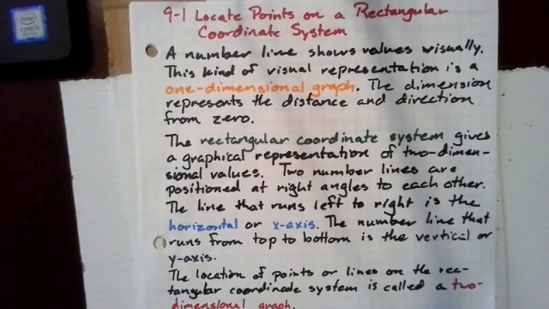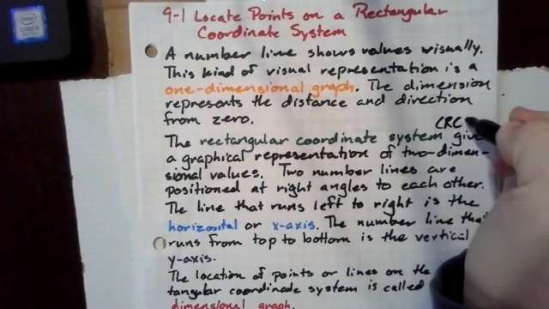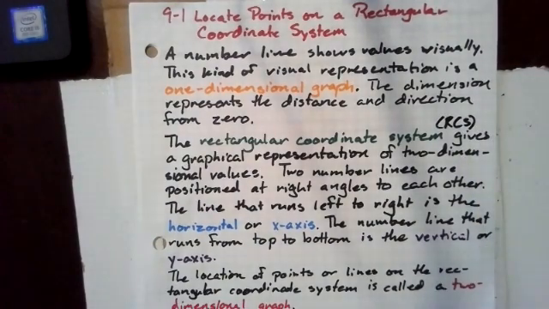The rectangular coordinate system, or RCS, gives a graphical representation of two-dimensional values. Two number lines are positioned at right angles to each other. The line that runs left to right is the horizontal or x-axis, and the number line that runs from top to bottom is the vertical or y-axis. The location of points or lines on the rectangular coordinate system is called a two-dimensional graph.